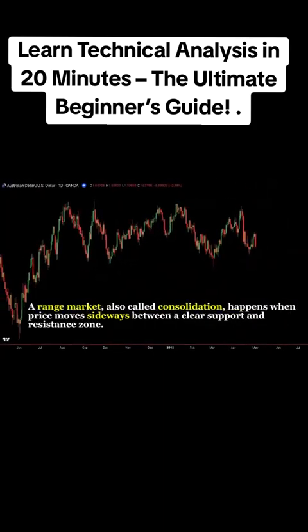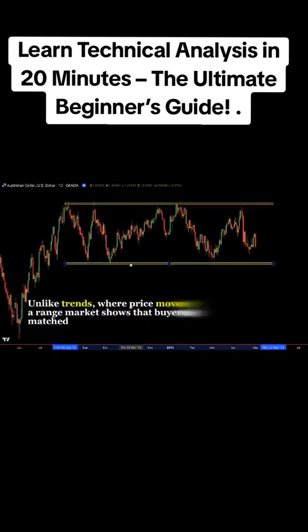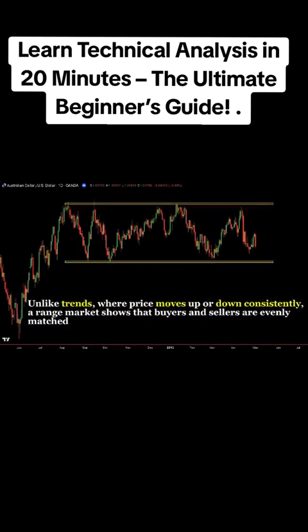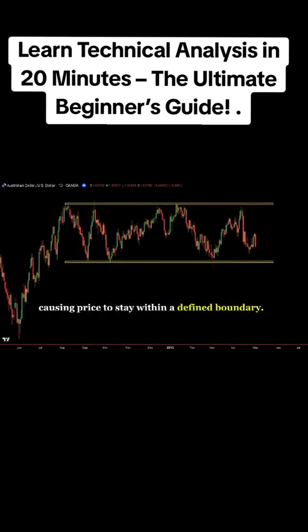A range market, also called consolidation, happens when price moves sideways between a clear support and resistance zone. Unlike trends, where price moves up or down consistently, a range market shows that buyers and sellers are evenly matched, causing price to stay within a defined boundary.